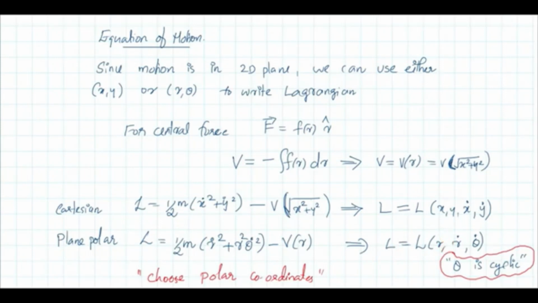So when we write the Lagrangian in Cartesian coordinates, all the coordinates are present and there is no cyclic coordinate. But when you write the Lagrangian in plane polar coordinates, theta is absent, so there is one cyclic coordinate. And if you have a cyclic coordinate in the problem, then the solution of the problem is very easy. So we will choose plane polar coordinates in order to write the Lagrangian of a central force problem.